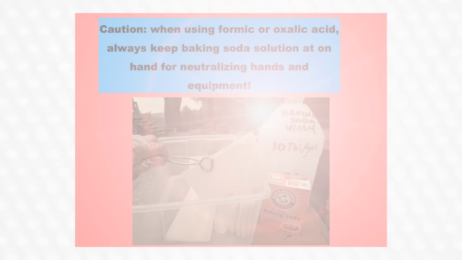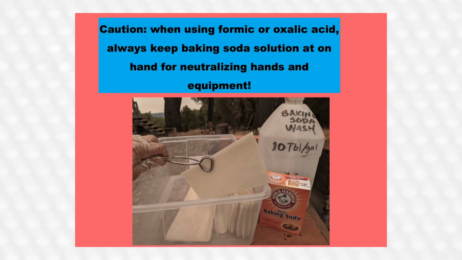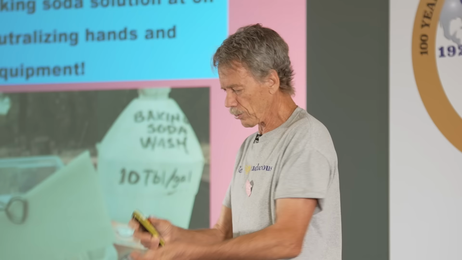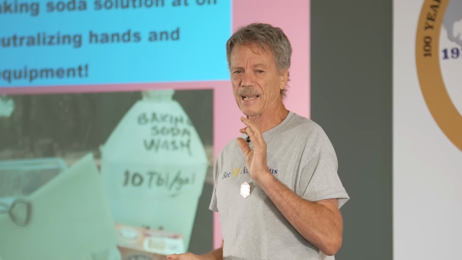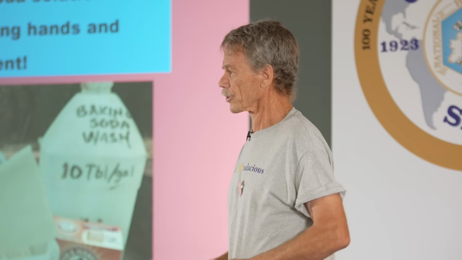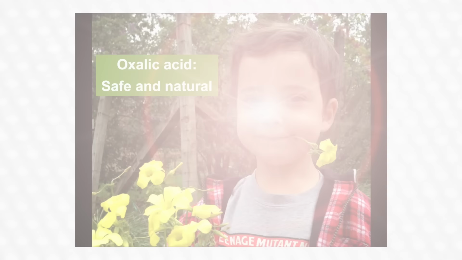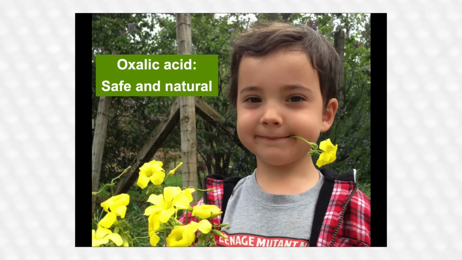So we always carry a jug of baking soda solution, 10 heaping tablespoons per gallon. It has to be a very strong solution. That will instantly neutralize any acid on your fingers, on your hive tool, on your smoker. You'll see bubbles coming off your fingers very quickly. But within seconds, it will neutralize any acid. So always, if you're using these organic acids, have a jug of strong baking soda solution, labeled, on hand for neutralizing everything. Now, in California, we all grew up sucking on this plant. This is the plant, Oxalis, that oxalic acid is named after.